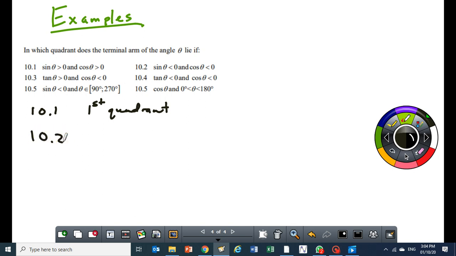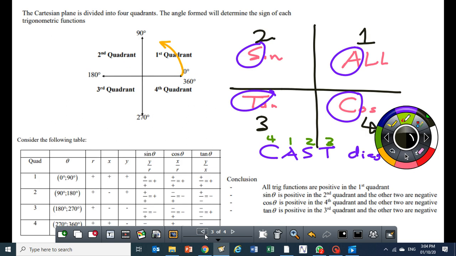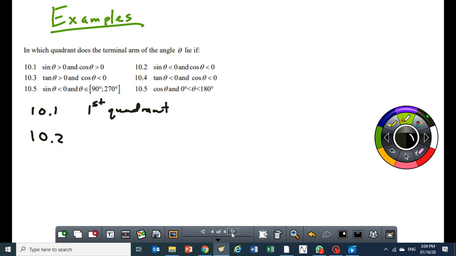10.2, sine theta is negative. We are using the CAST diagram. Sine theta is negative. Cos theta is negative. Which quadrant is it? Quadrant 3. Yes, it's the third quadrant. Sine theta is negative and cos theta is also negative. That's the third quadrant.